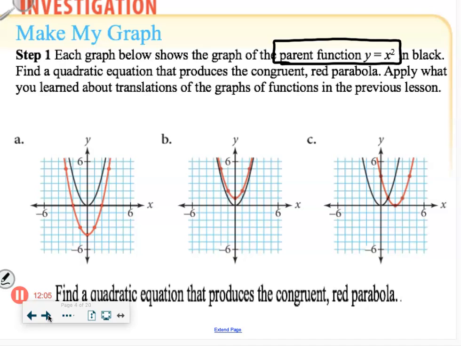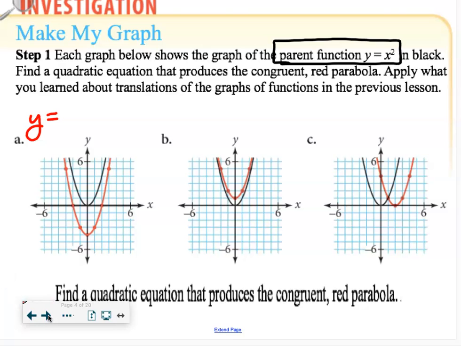Okay. So on these three graphs, the parent function is in black. And then you have a transformed function in red. Your job as a group, just in your desks, we'll do something on whiteboards in a minute, is to see if you can write the equation of this transformed graph.